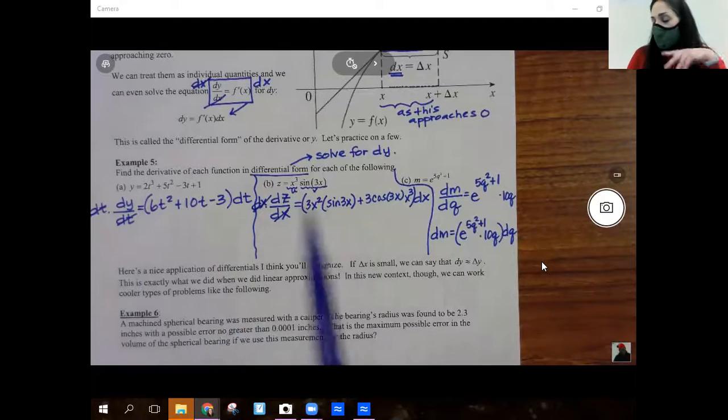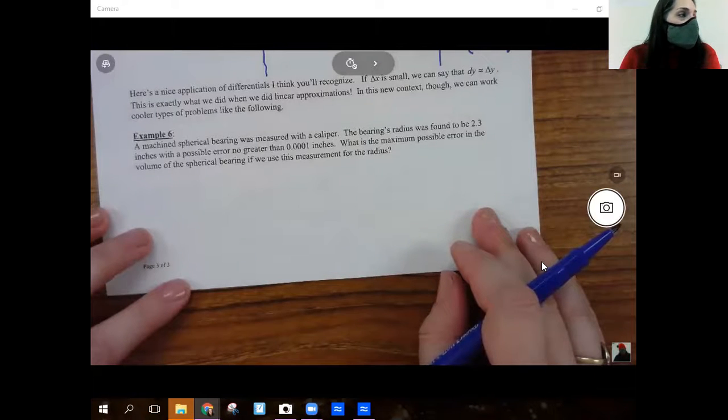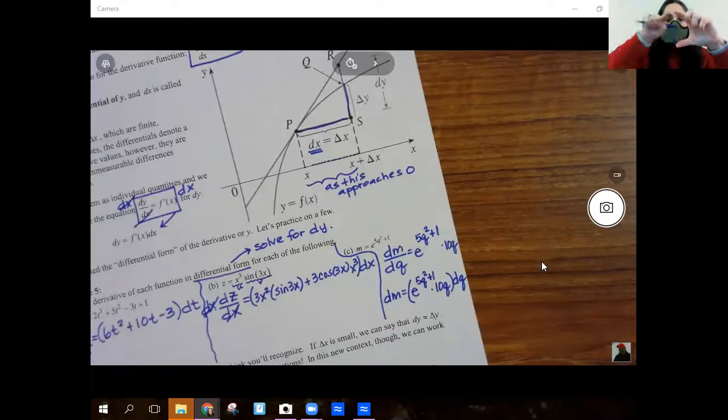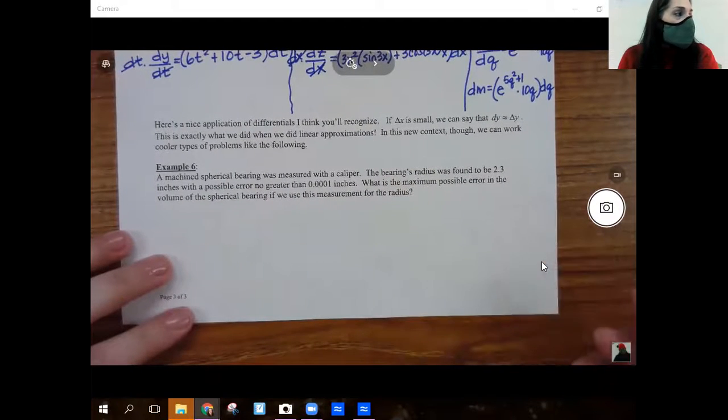Something's off. Okay, last example, example 6. A machined spherical bearing was measured with a caliper. Calipers are those clamp things where you're trying to measure, and a bearing is round. So you're trying to measure the bearing. The bearing's radius was found to be 2.3 inches with a possible error no greater than 1/10,000th of an inch. What is the maximum possible error in the volume of the spherical bearing if we use this measurement for the radius?